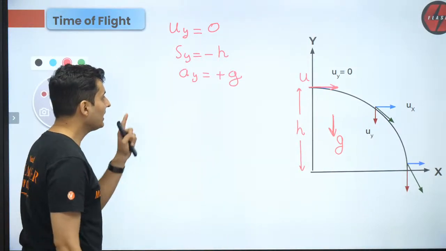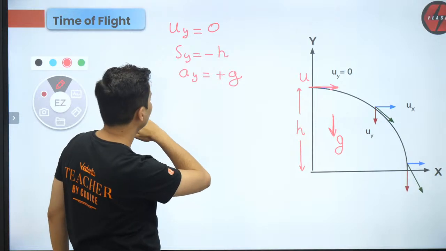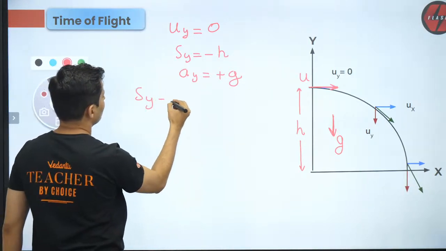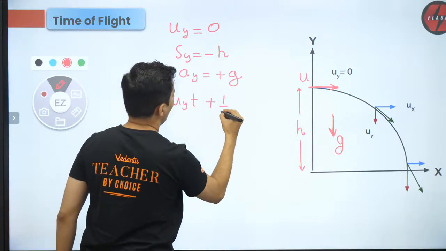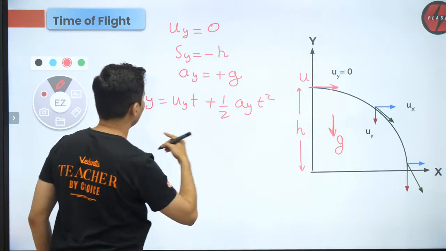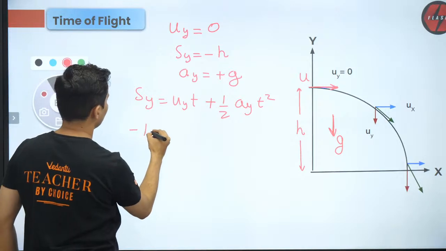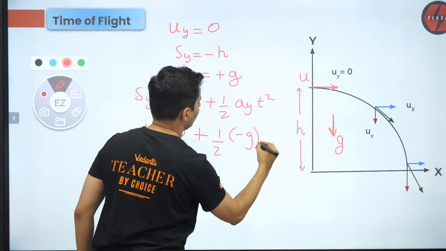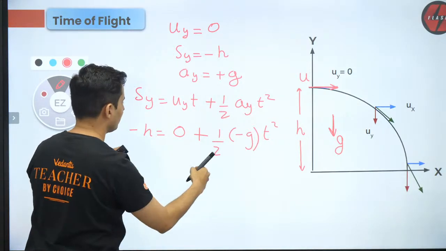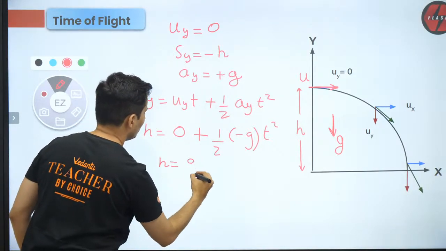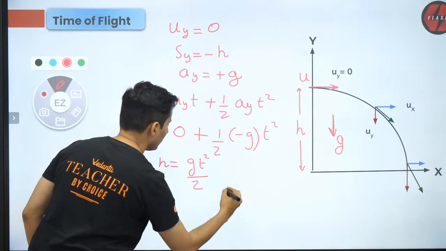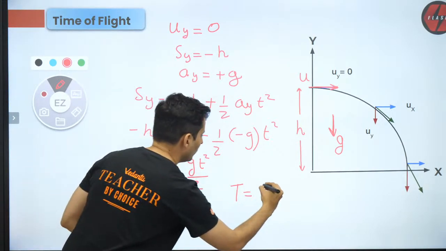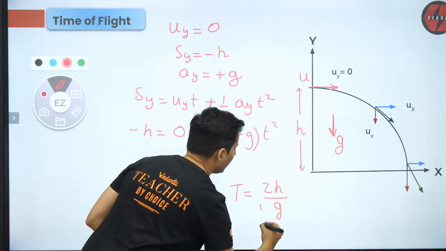Which equation do we use? Sy, Uy, time of flight: Sy is Uy t plus half Ay t square. Great. So Sy is minus h, Uy is 0, Ay is minus g, and time square. So this minus and this minus cancel. So h is equal to g t square by 2. Arranging this equation further, I'll get the time as the root of 2h by g.